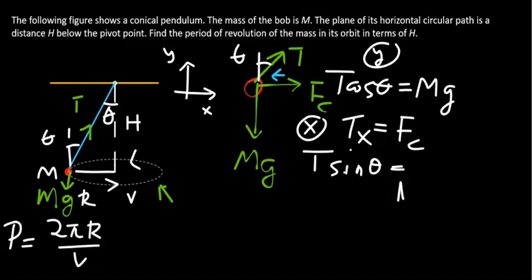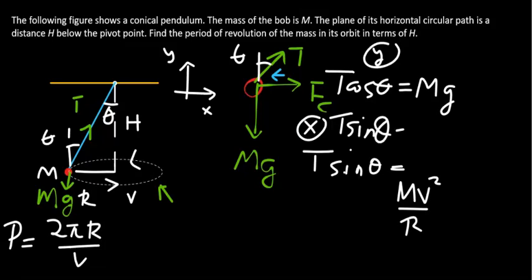It's given by the mass of that bob, the square of that constant speed, over the radius of that circle. So let's put everything together. This line here simply becomes T sine theta equals mv squared over r.